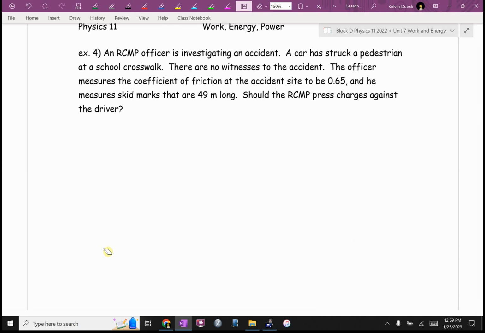The officer measures the coefficient of friction at the accident site to be 0.65. They have a little device that they drag along the ground to do that. And they measure skid marks that are 49 meters long. Should the RCMP press charges against the driver?